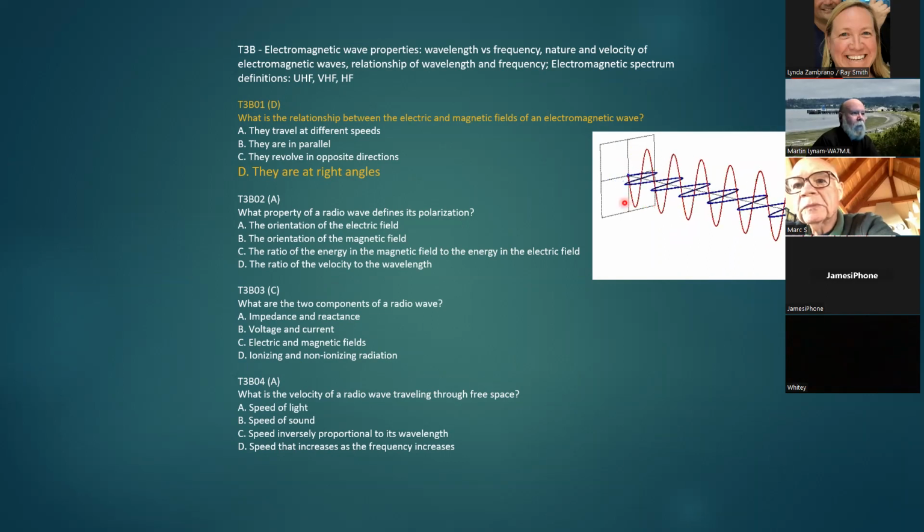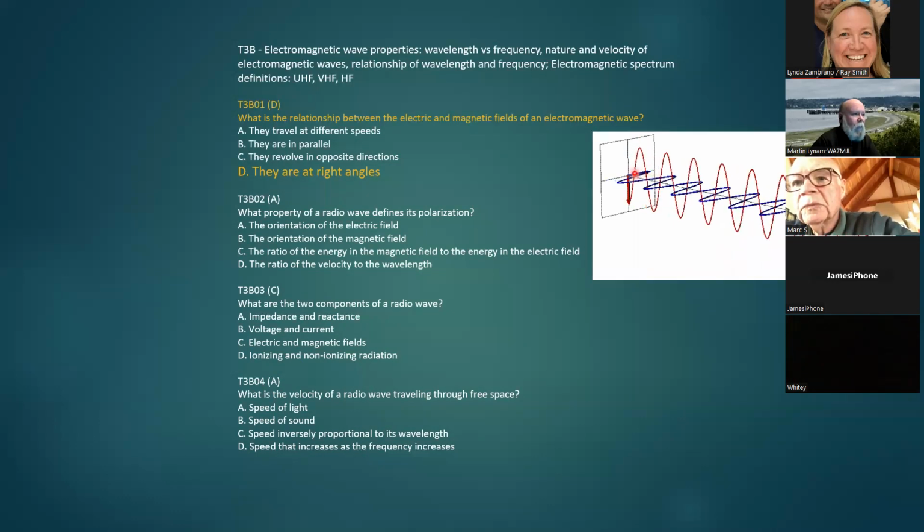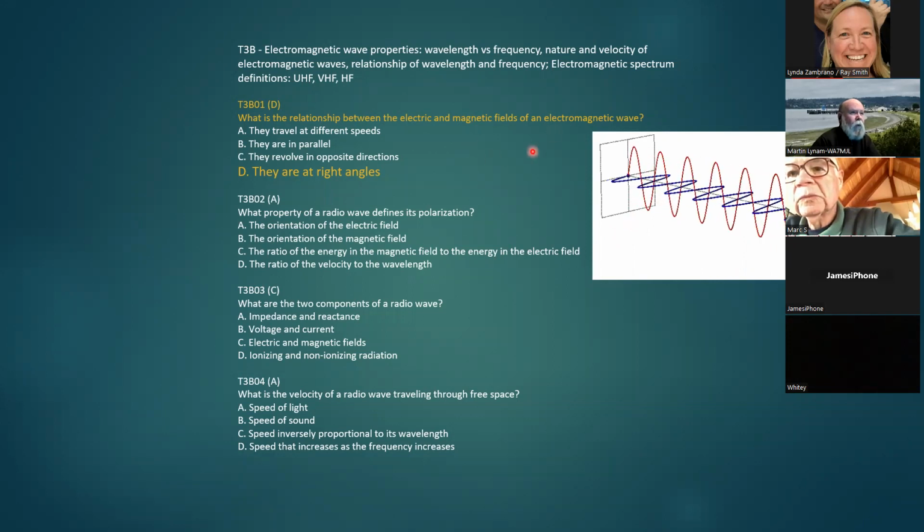For example, in this little graphic, this is a vertically polarized antenna, and the electric field is vertical, and the magnetic field is horizontal. If this were a horizontally polarized antenna, the electric field would be rotated 90 degrees, and it would be horizontal.